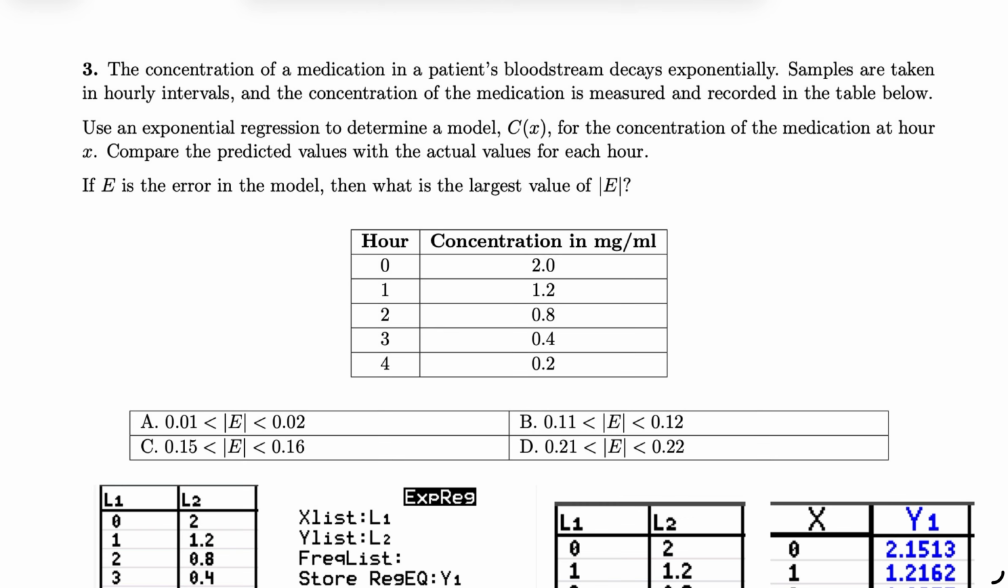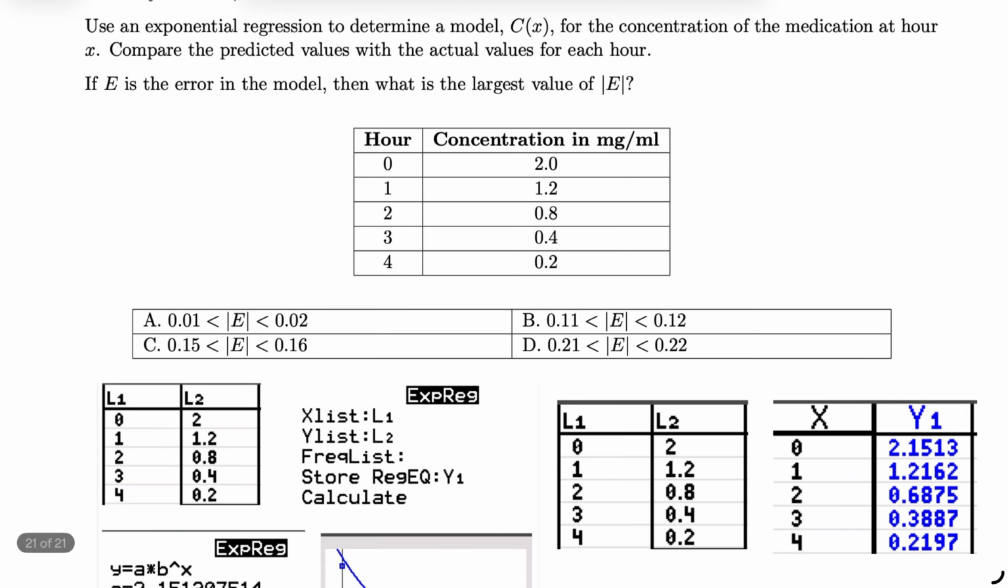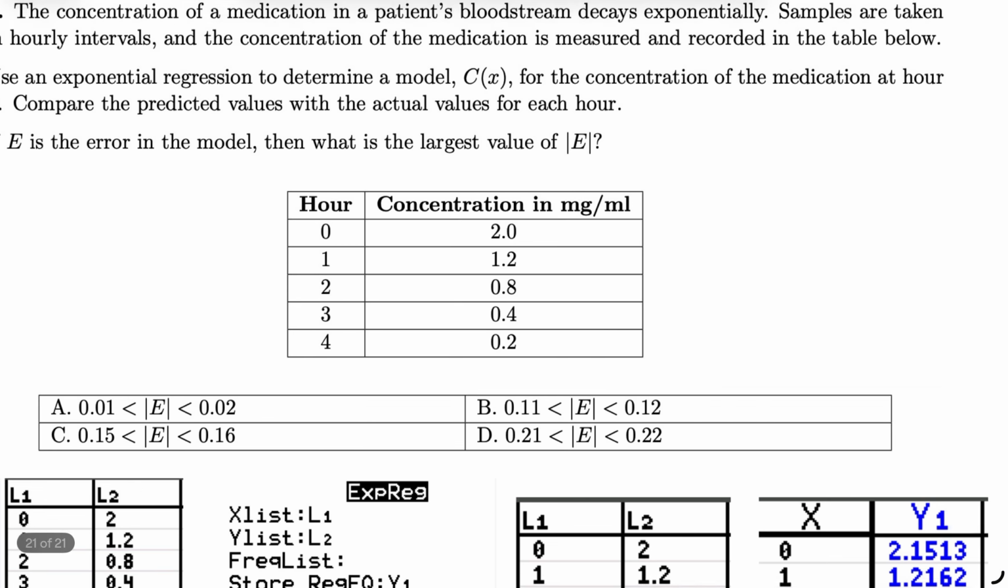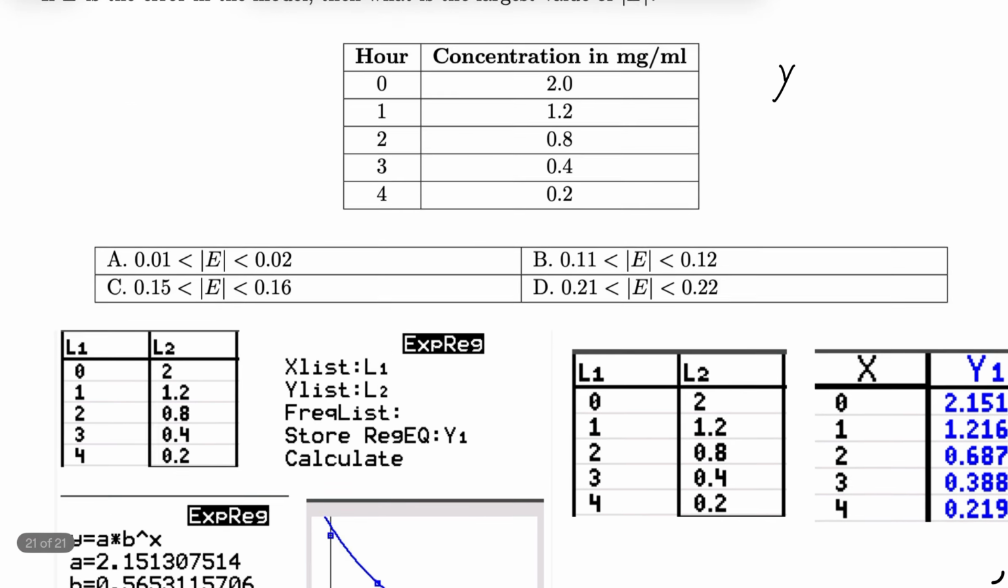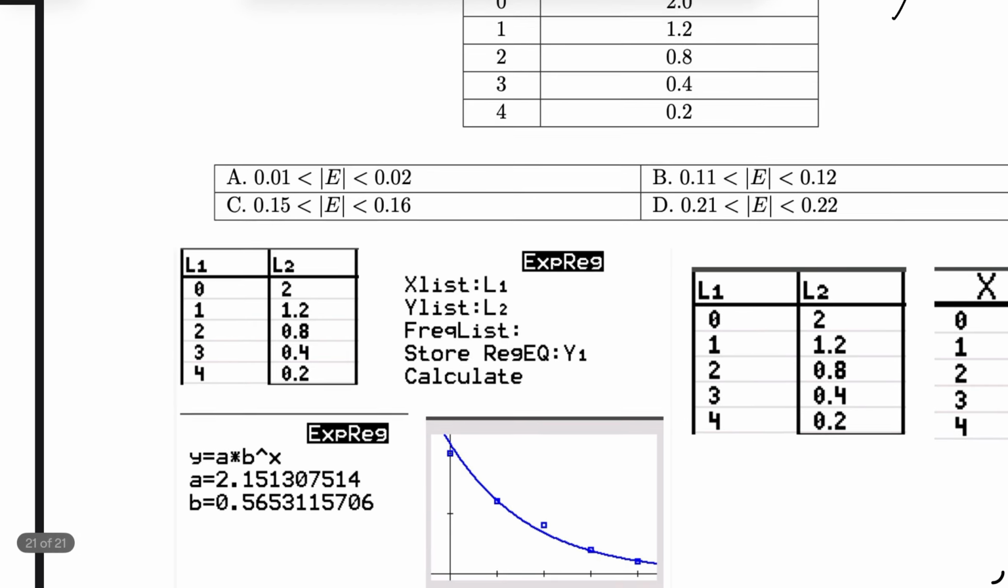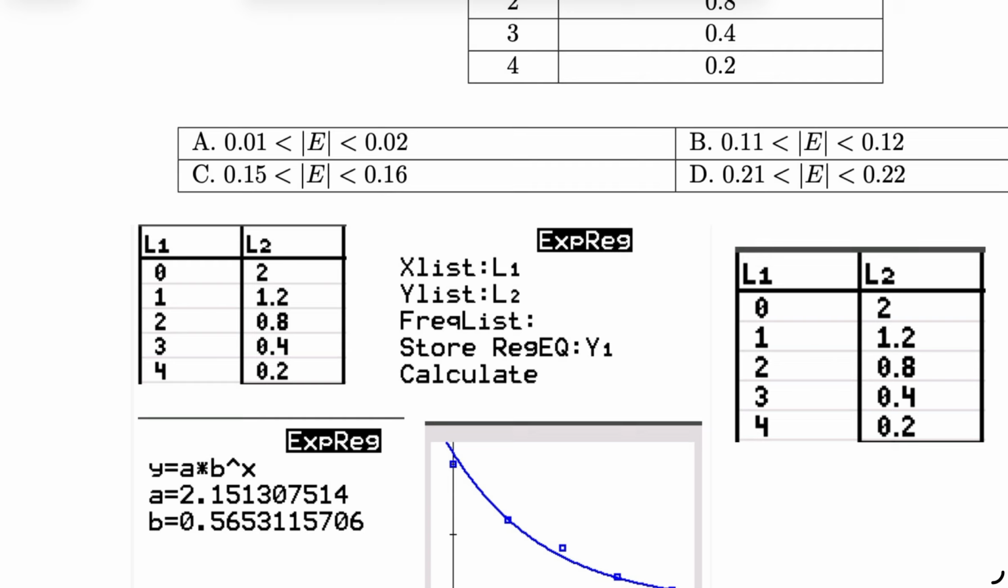So at hour 0, we have a concentration in milligrams per milliliter of 2.0, and that continues. So what we should do is store this data into our calculator. Then we're going to use an exponential regression to determine the model and store it directly into a y variable for accuracy. If we plot the original data along the graph of the model, we're going to see that the largest error occurs at x equals 0 and also x equals 2.